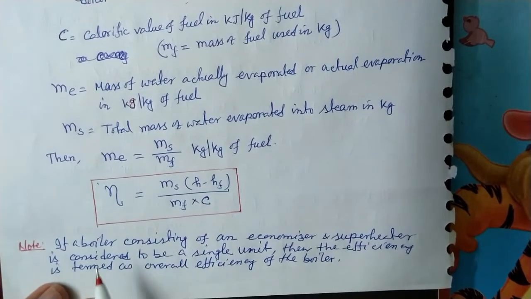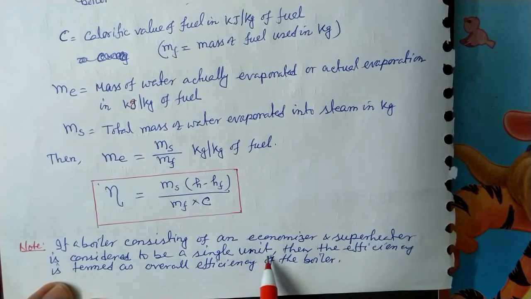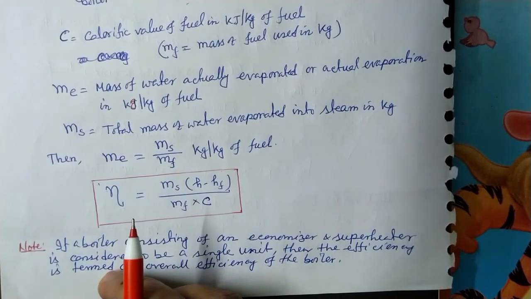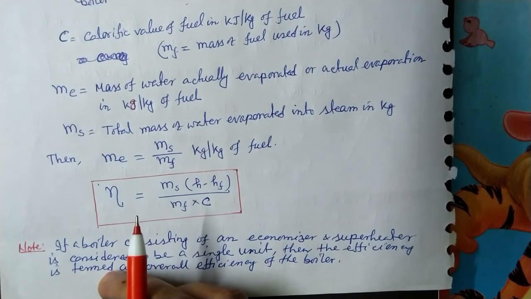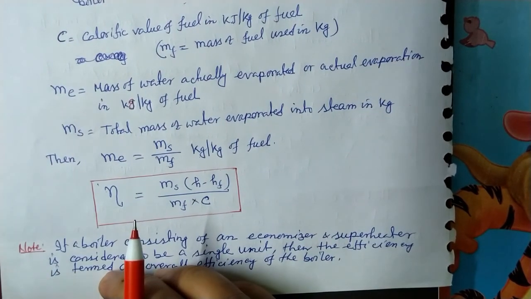Okay, now there is one note: if the boiler consists of an economizer and superheater and is considered to be a single unit, then the efficiency is termed the overall efficiency of the boiler. Okay, so these two we need to know for finding the performance of the boiler. Okay, so in the next lecture we will solve one problem regarding performance of boiler. Okay, so with that, thank you so much for your kind attention.